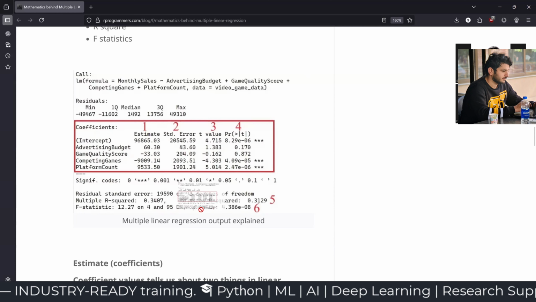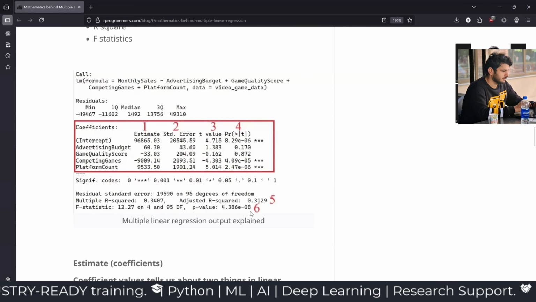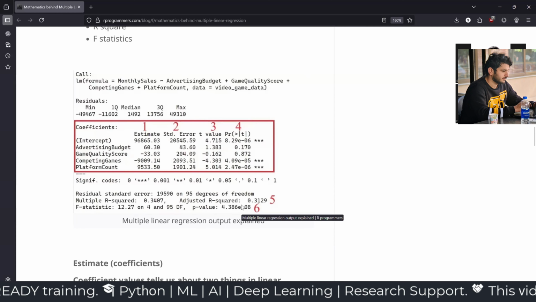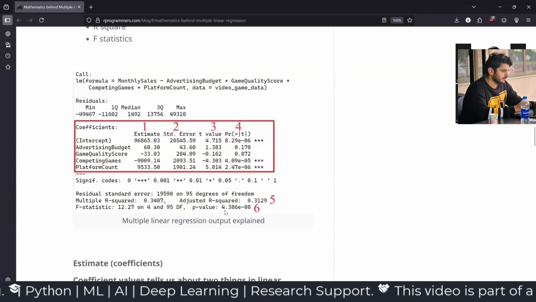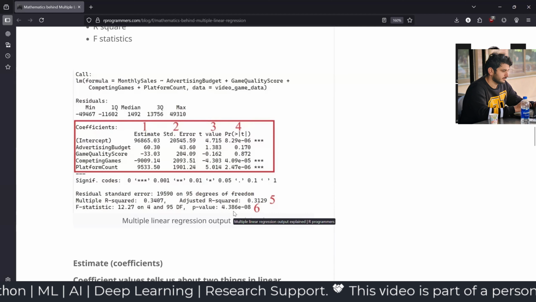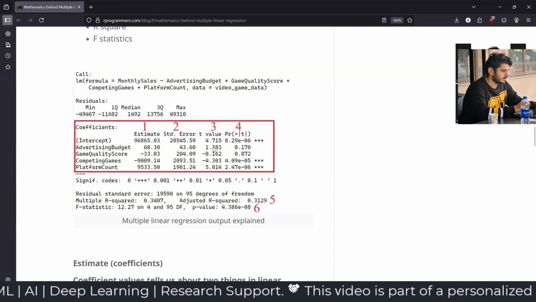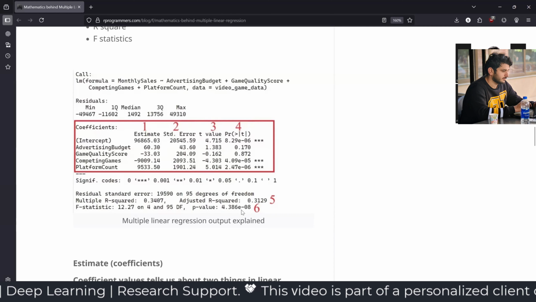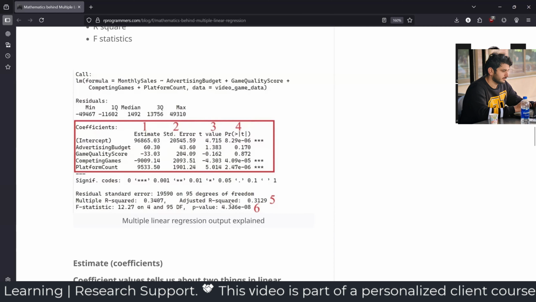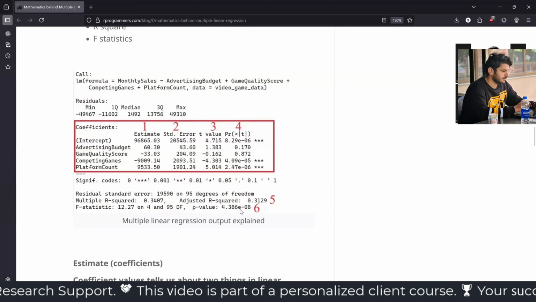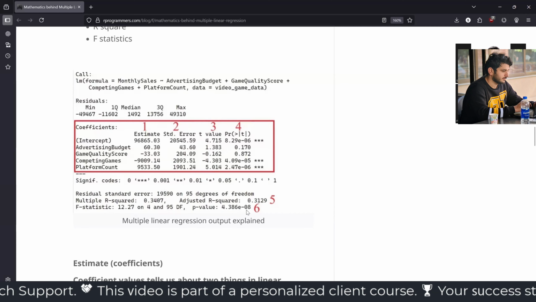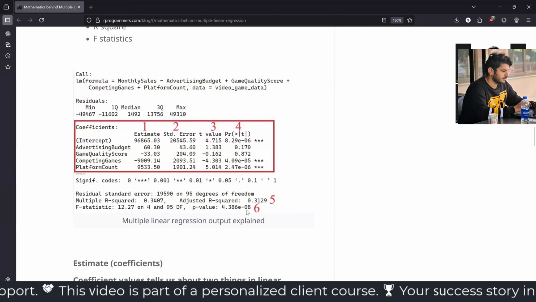Now, this p-value is for the whole model. If it's greater than 0.05, we will not talk about this model. This is a bad model. If it's less than 0.05, it means we should consider this model. Like in that particular case, it's much less. Okay. Now here the E basically is for scientific notation. Like if we are saying E minus 8, it basically means 10 raised to power minus 8.